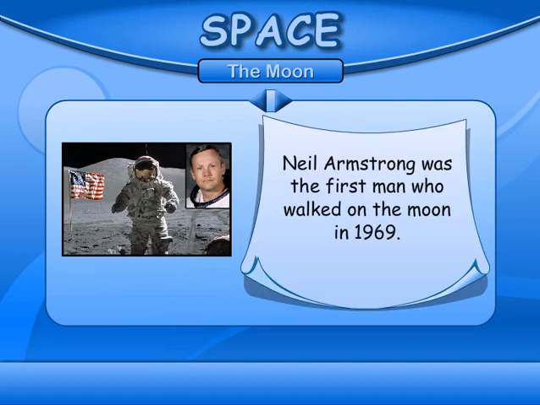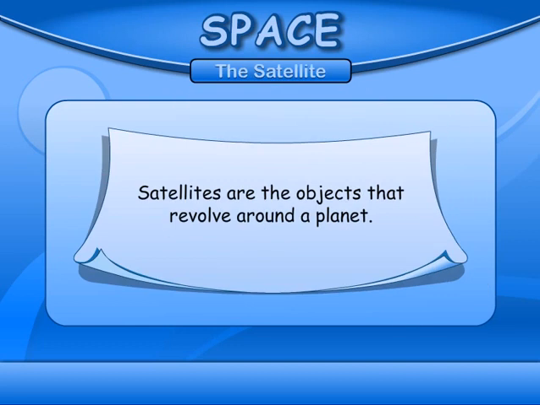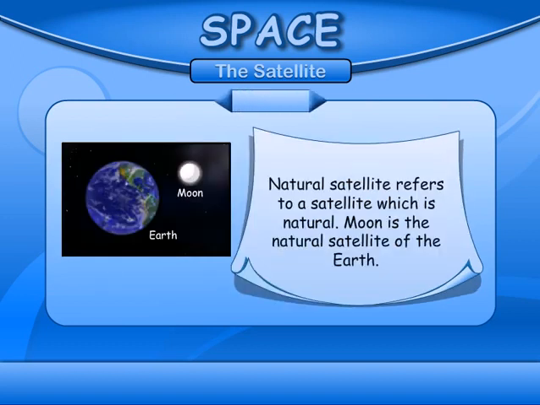Do you know? Neil Armstrong was the first man who walked on the Moon in 1969. The satellite. Satellites are objects that revolve around a planet. Natural satellite. A natural satellite is a satellite which is natural. The Moon is the natural satellite of the Earth.